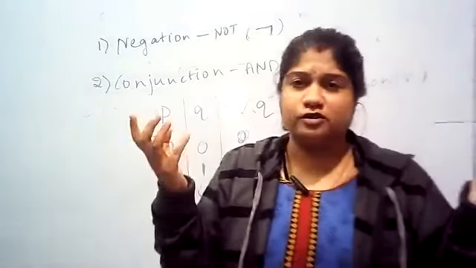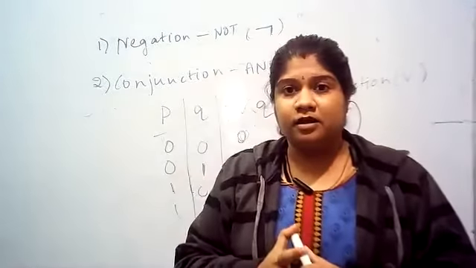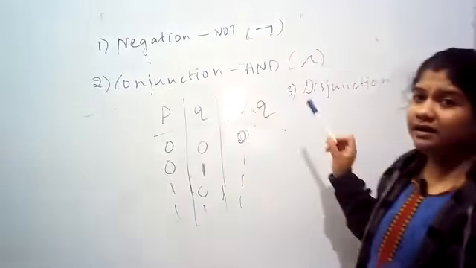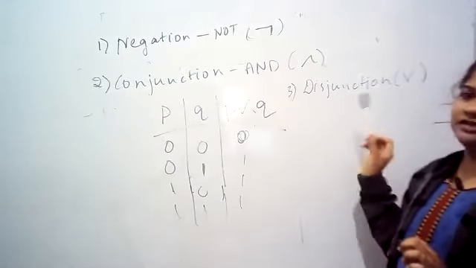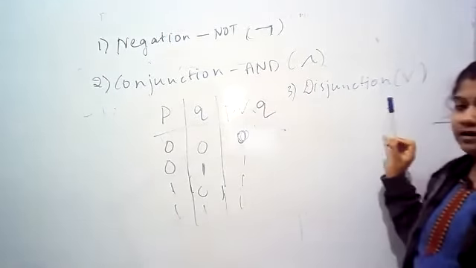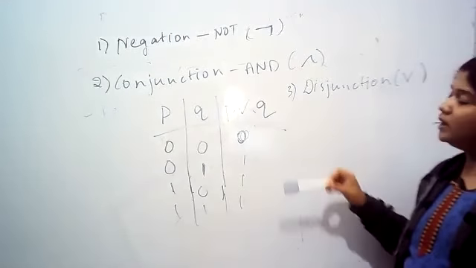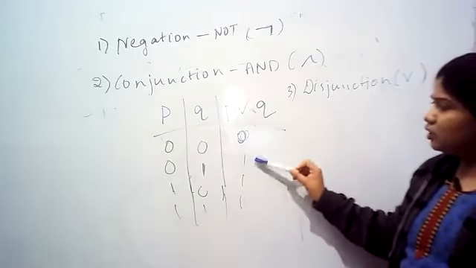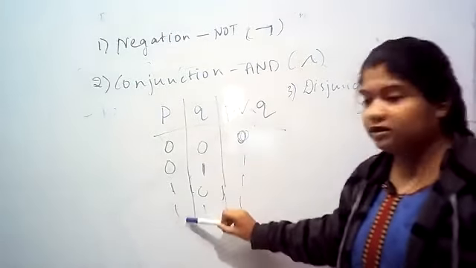You studied the AND operation and OR operation last time. It is the same, but the names are changed; here we say conjunction and disjunction. The concept is the same. Conjunction is 0, 0, 0, 1. Here disjunction is 0, 1, 1, 1. If any one is 1, the result is true.